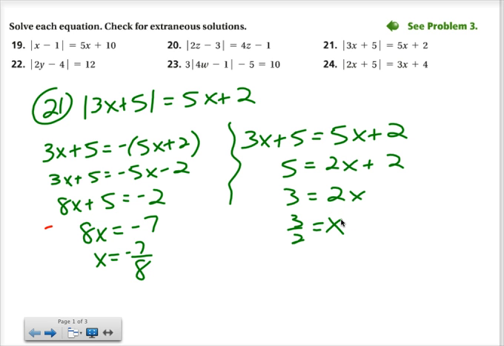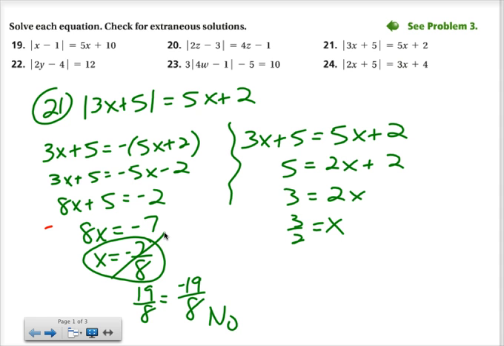Now, the second part of this is we have to check our solutions. So we have to put these back into the original and see what we get. And the problem with number 21, the first part is if I put my negative 7/8 back into this equation, I'm going to get 19/8 equals negative 19/8. And that's not true. A positive and a negative are not the same. So that means even though this solution came out and I did the math right, it doesn't work. So that solution is extraneous.